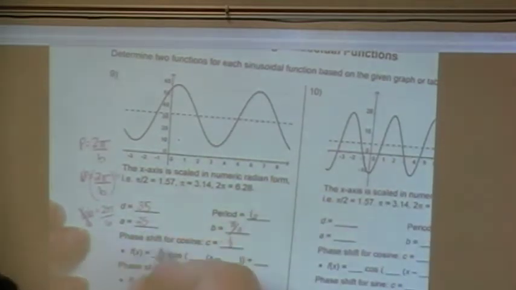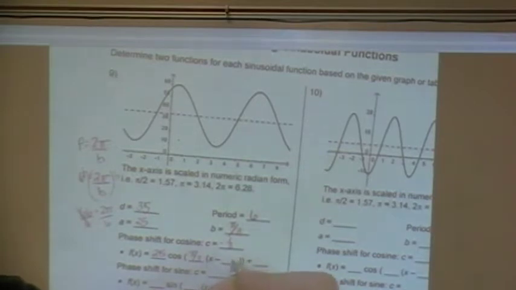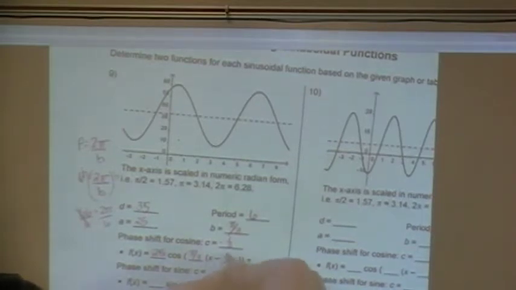So when I plug all this in, my A value, my amplitude goes in front. B comes next. C is your phase shift.